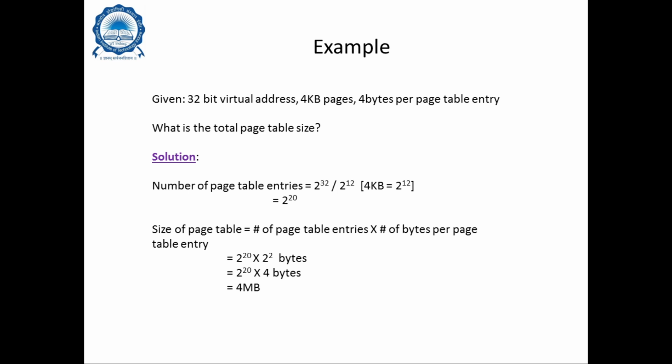So the number of page table entries will be 2 to the power 32 divided by 2 to the power 12, because the page size is 4 KB. That gives you 2 to the power 20 number of entries, which is 1 million entries. And therefore the size of the page table can be given as the number of page table entries multiplied by the number of bytes per page table entry. So 4 bytes are allocated per page table entry, so that gives you 4 MB, which is the size of the page table.